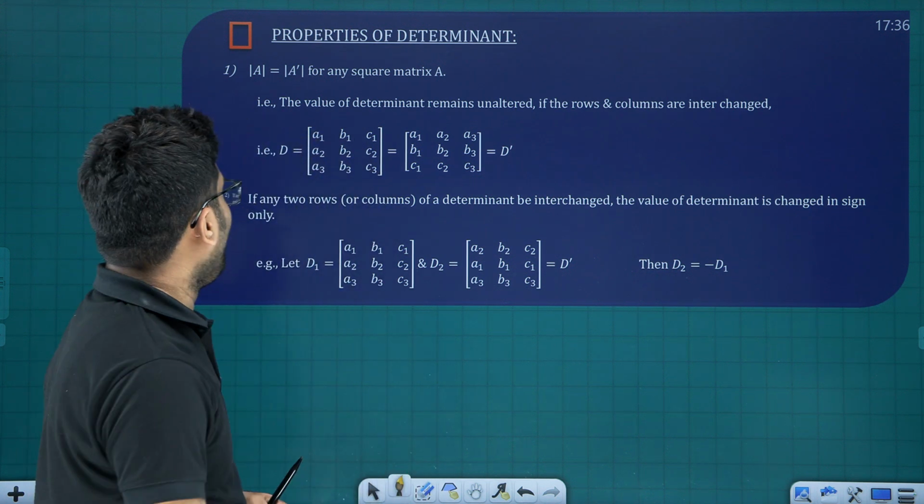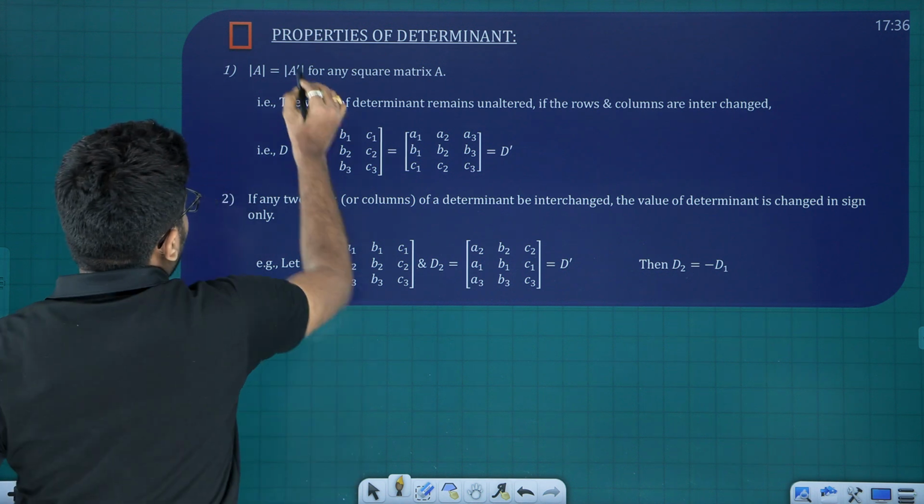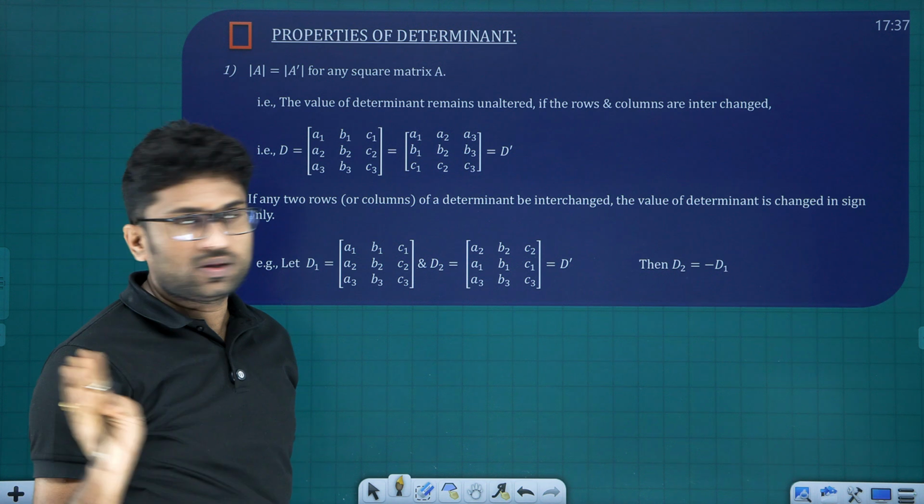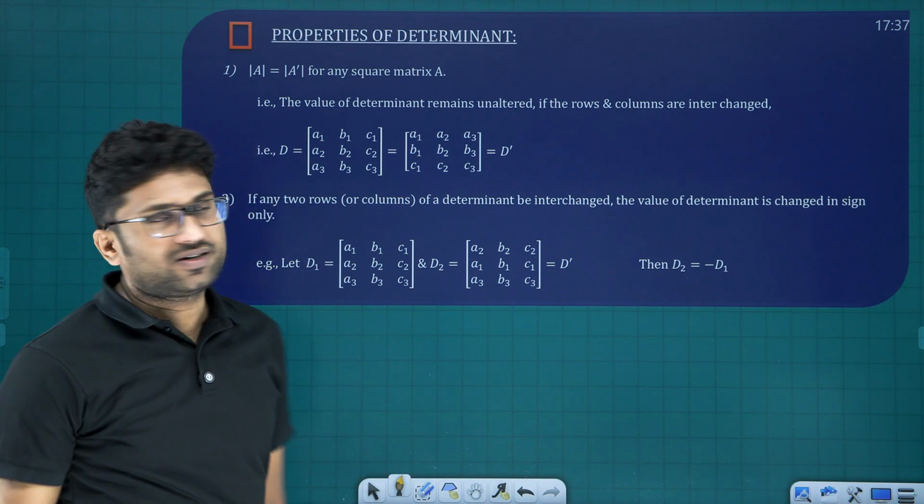First we'll go with property 1. Determinant of A is equal to determinant of A transpose. Though we interchange rows and columns, the determinant will be unaltered. This is the first property.